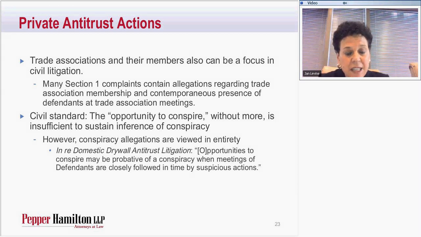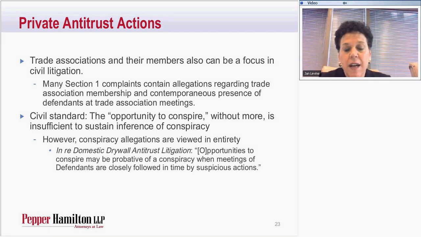Now, the civil standard is very clear that opportunity to conspire without more is not sufficient to sustain an inference of conspiracy. And if all that is alleged is an opportunity to conspire, that makes a very strong motion to dismiss, because the law is really quite clear. Just because somebody could conspire doesn't mean that they did.